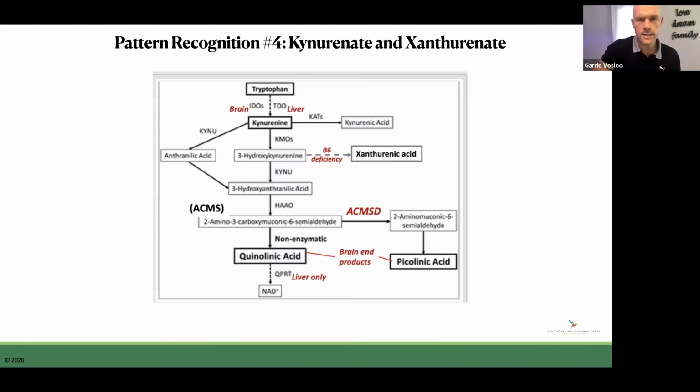So let's move then to pattern recognition number 4, kynurenate and xanthurenate, and we'll go through a couple of key things here. First of all, we're going to look at that pathway. We can see tryptophan starting this pathway. It then moves to kynurenine, and it should go down this pathway, ideally not being deficient in B6, otherwise we're going to get a rise in xanthurenate. As it moves down that pathway, it would increase in quinolinic acid and picolinic acid. Again, we don't want excesses of any of these, because they're all neuroinflammatory metabolites.